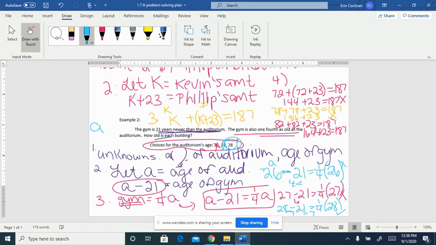So my auditorium age is 28. My gym's age, we know, is 21 years younger. So what's 28 minus 21? 7. And there you go. Make sure you set up your equations, and then plug in the choices for that domain and see what gets the left side equaling the right side. If you have any questions, let me know.